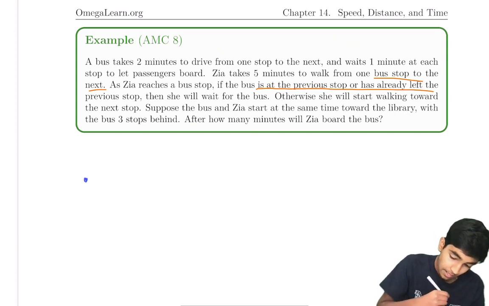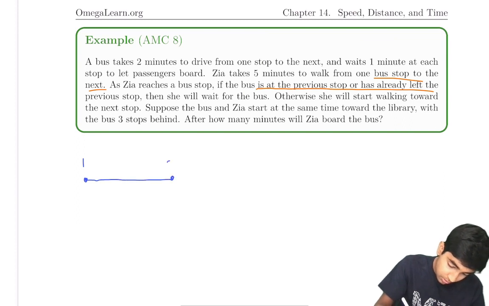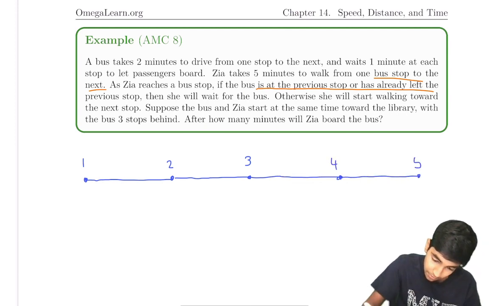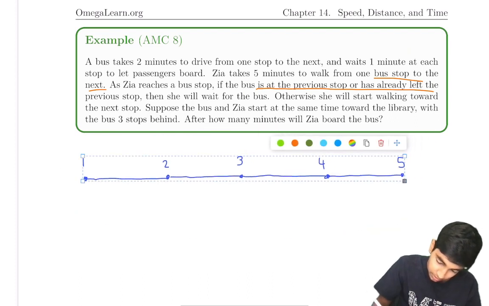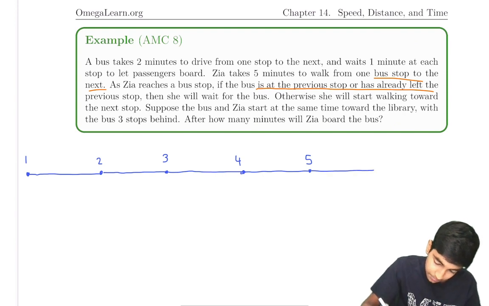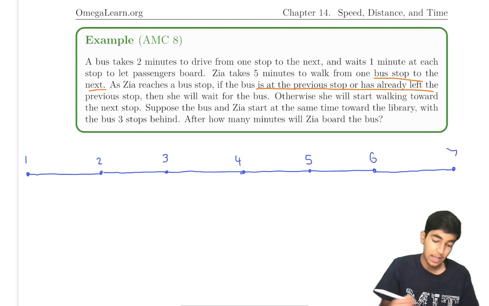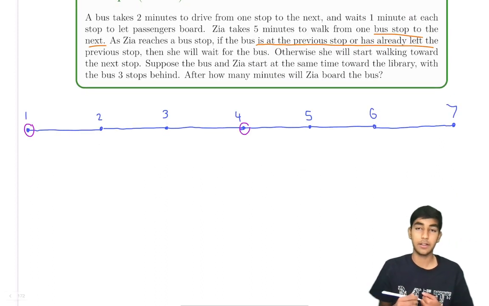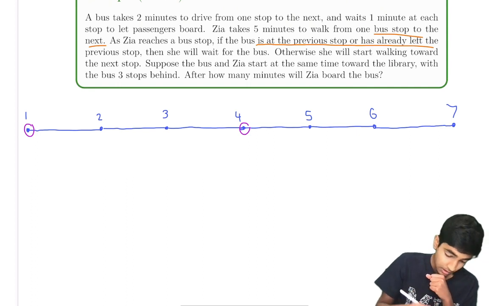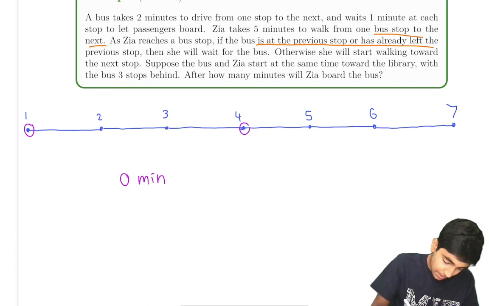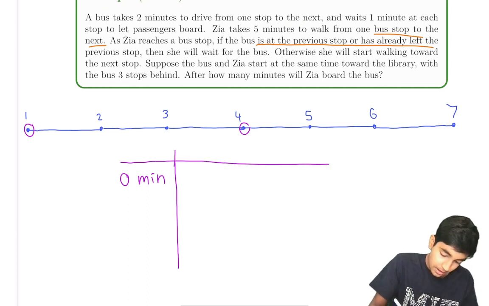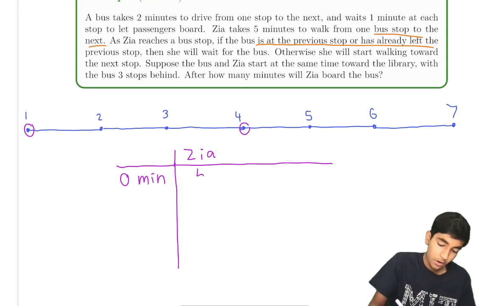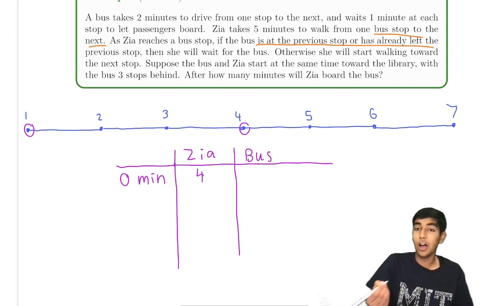Let's draw a little picture here. Let's call this stop 1, stop 2, stop 3, stop 4, 5, and let's just draw a few more just in case. Stop 6. And remember in the problem it says that Zia starts 3 ahead. So let's say the bus starts here at stop 1. Zia will be at stop 4 already. Okay, so let's just break it down here. Let's make a nice little table here so we can organize our information. After 0 minutes, Zia, so basically the initial position, is at stop 4, and the bus is at stop 1.